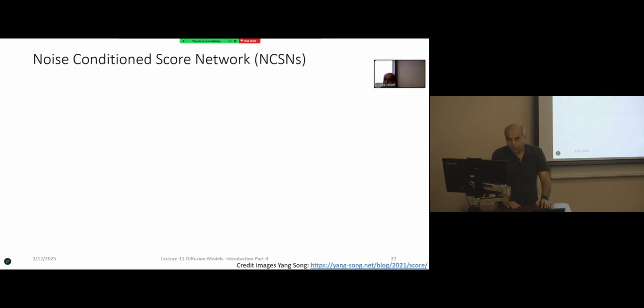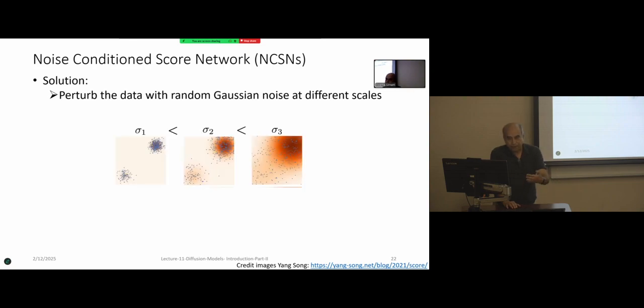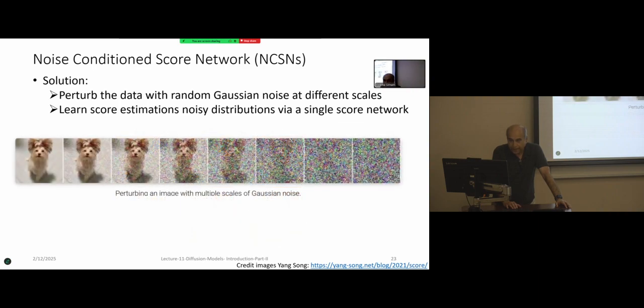Okay, so this is called the noise conditional score network, right? The other was naive, where there was no noise conditioning, and we perturb the data with random Gaussian noise at different scales. So we will have sigma 1, 2, 3, and you see that it becomes very similar to DDPM. That's what we were doing there, right? And then we will learn these score estimates from noisy distributions with a single network. And so this will become the score, and if you take an image, we'll perturb it like this, we keep adding noise, and it will look like that.